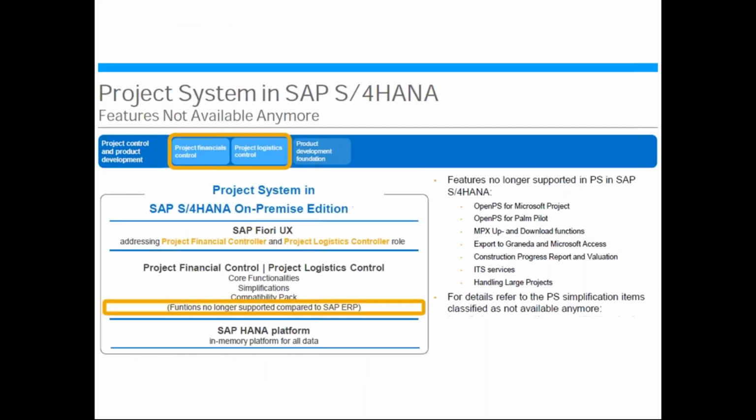So as you can see, as per the simplification list, some of the features are not available. Earlier we had a concept called OpenPS. It is actually a connector between SAP PS and third party MSP. If you wanted to get data from MSP or send data from the PS model to MSP, Microsoft Project, we used to use the OpenPS. It is free of cost.